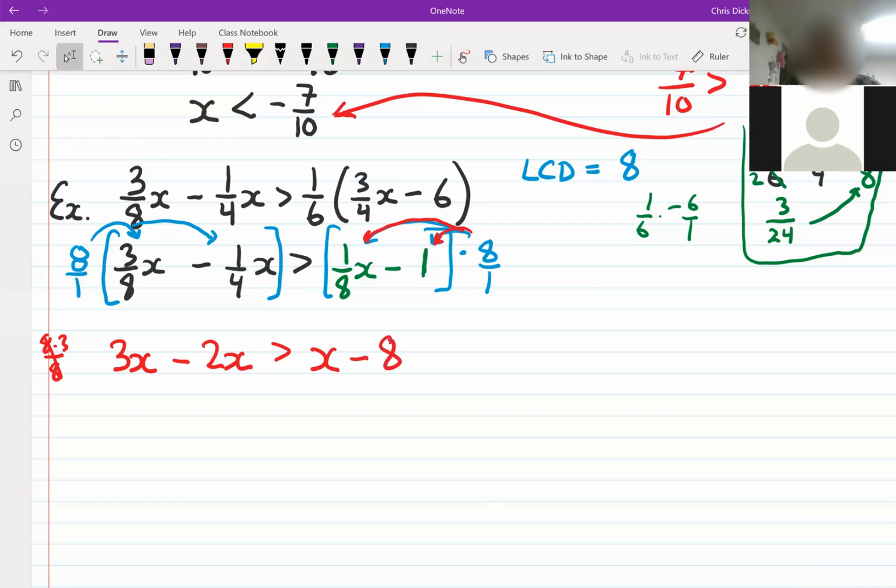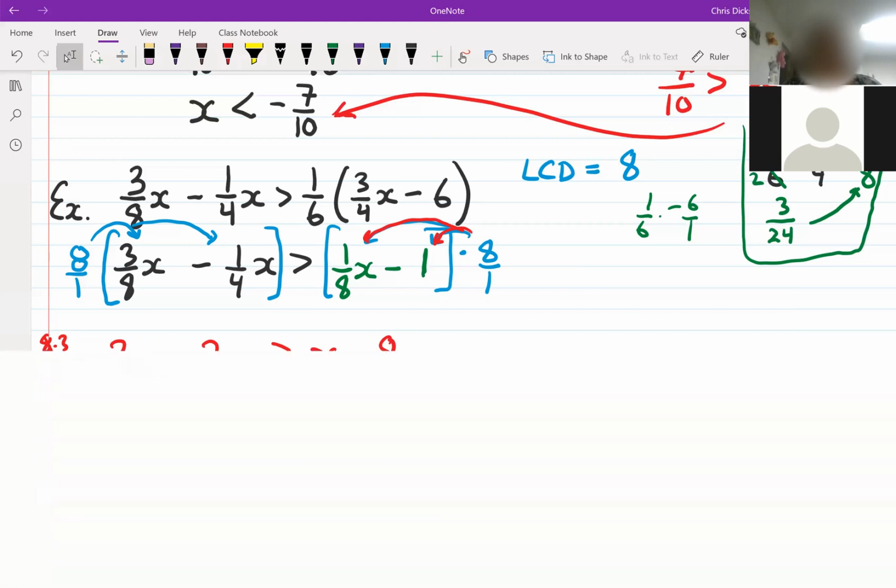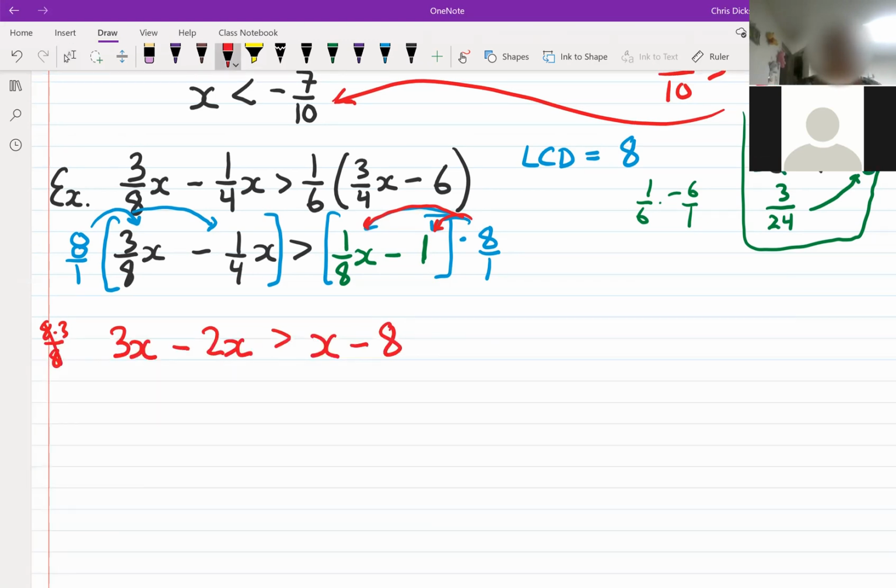So it's a bit tricky to see how that works maybe, but it's much nicer to look at now. It's very pretty. You just have integer values here. So we have 3x minus 2x, which is 1x. And then we have greater than x minus 8.